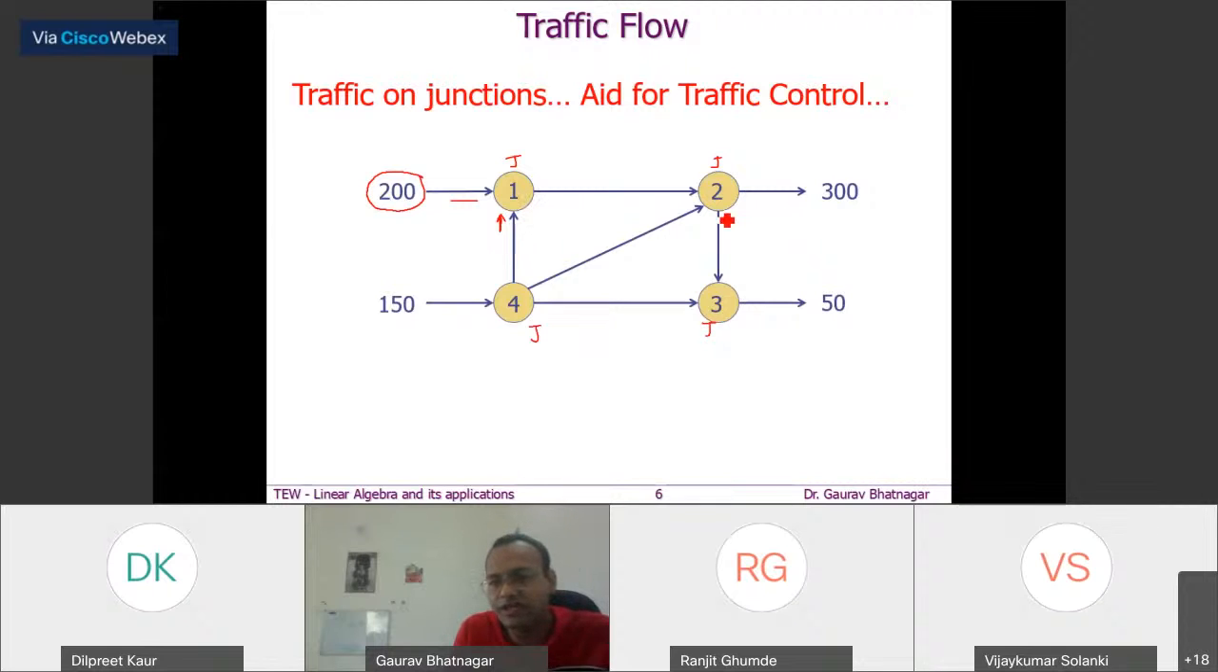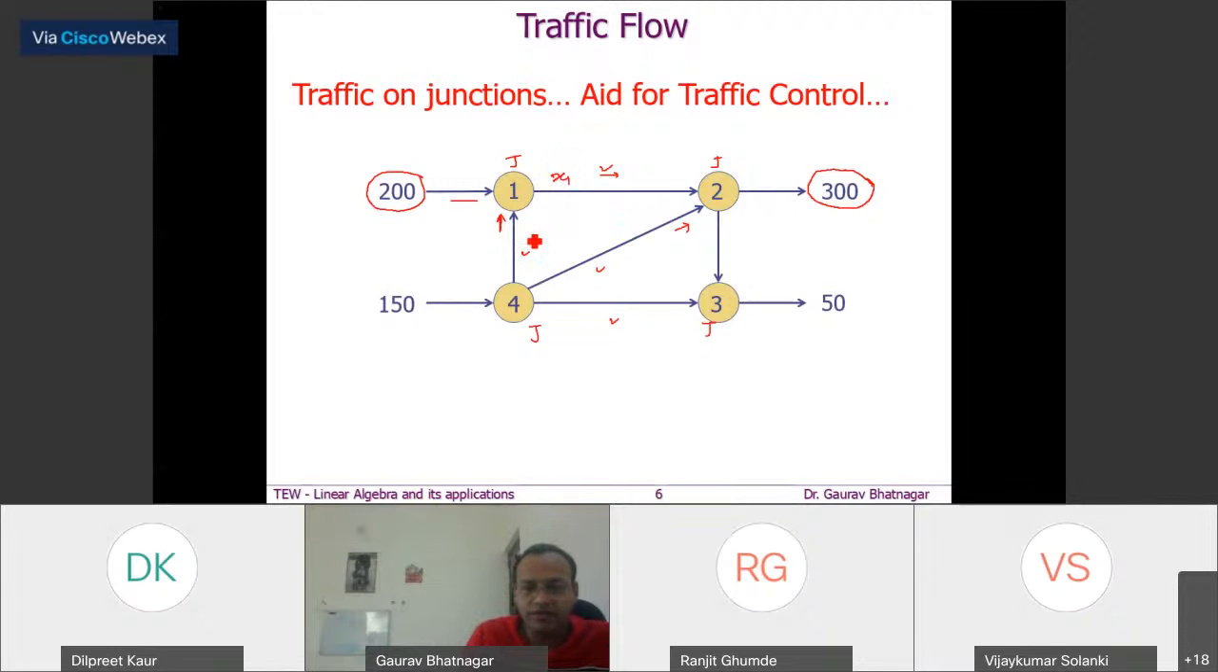In a similar manner, for junction 2, there are 2 points of input. One is this particular input, the other is this particular input, and I don't know these values. But I know that the number of vehicles leaving junction 2 is going to be 300. And a similar kind of scenario is given for all the junctions. So now we have to find out what the traffic flow is in these particular routes.